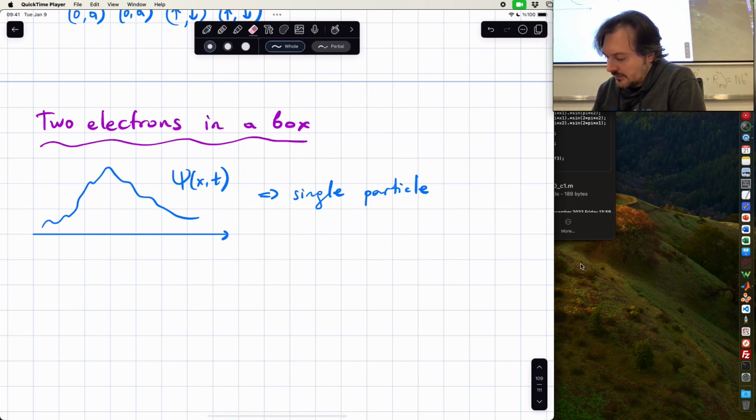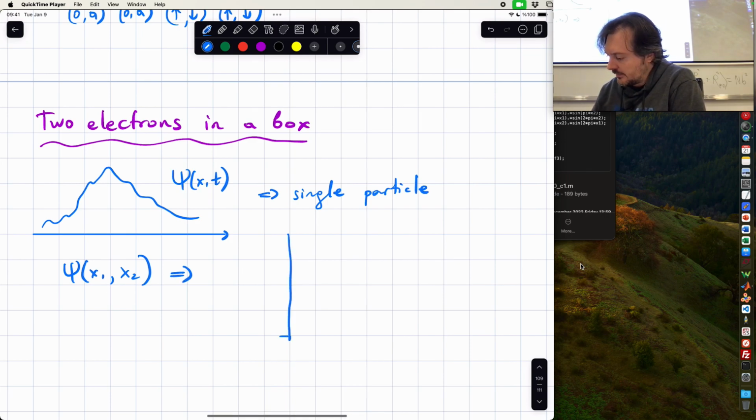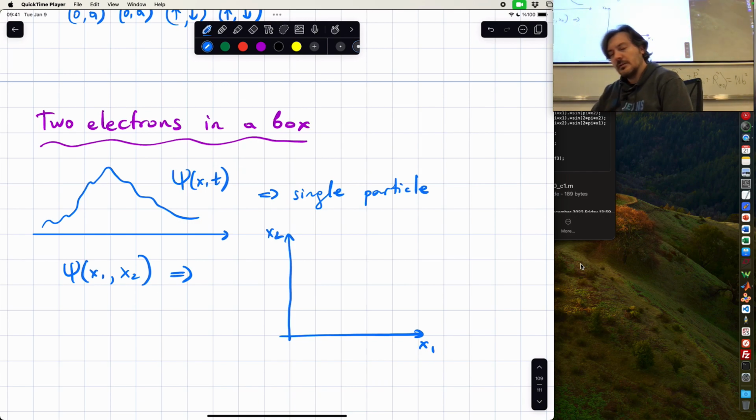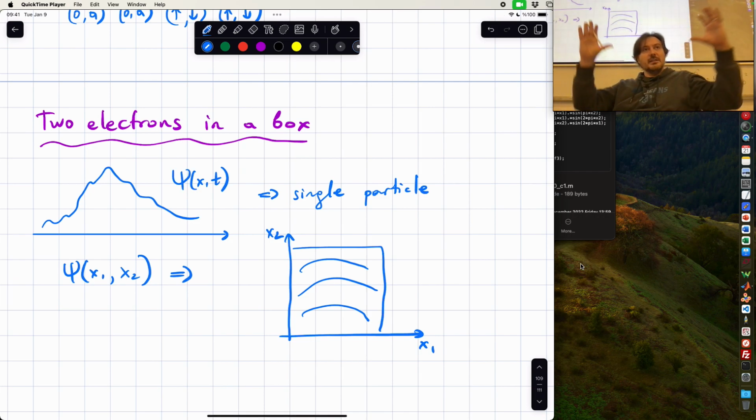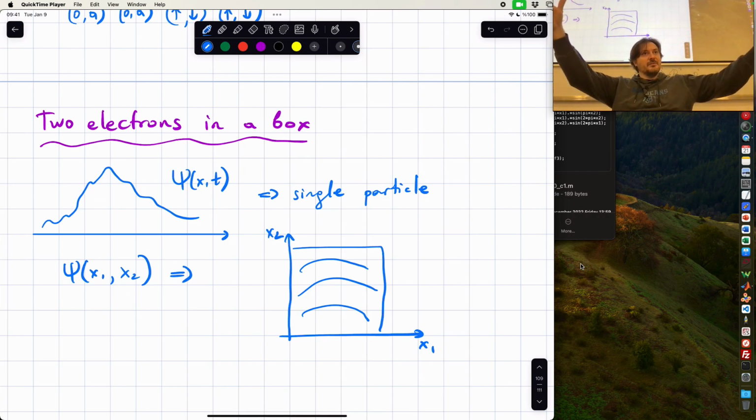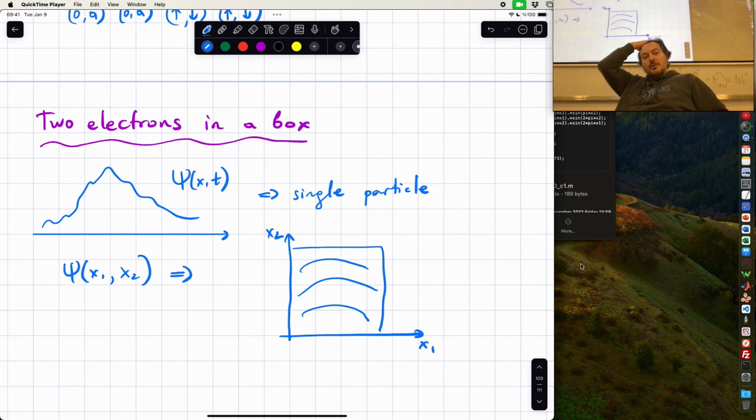What about psi of x1, x2? How would you represent that in a plot? You need two coordinates, right? You need x1 and you need x2. Please don't get it wrong. It's not one particle in a two-dimensional box. It's two particles in one-dimensional box. Do you follow this? Yes? So, it's going to be some two-dimensional function, but it doesn't mean that it's in a two-dimensional box. It's in a one-dimensional box. Just the many-body wave function has now two dimensions. All right, very good.